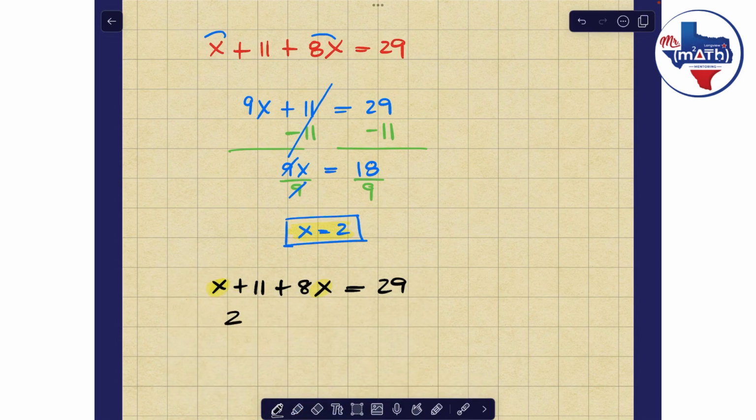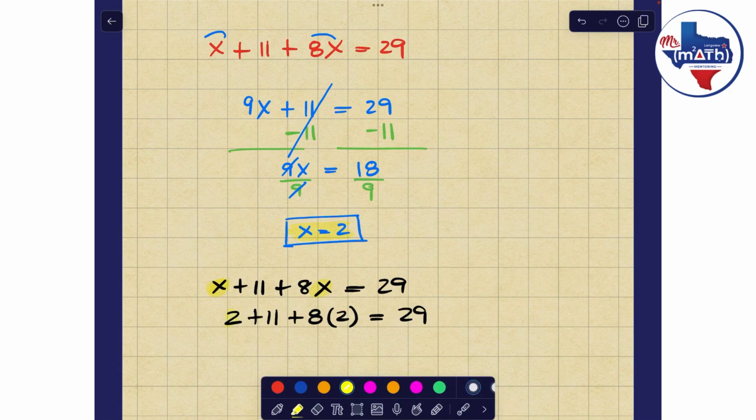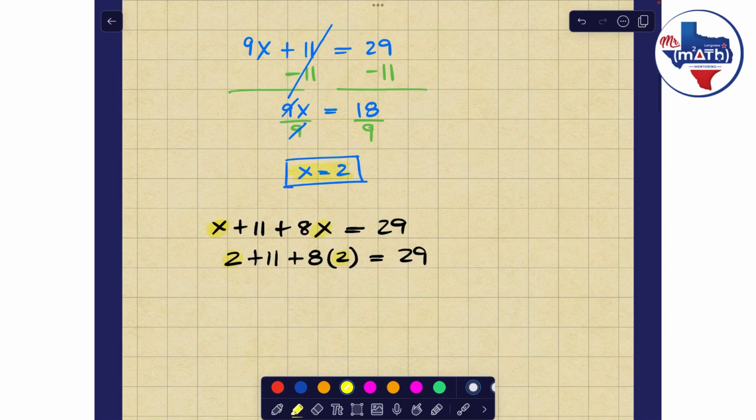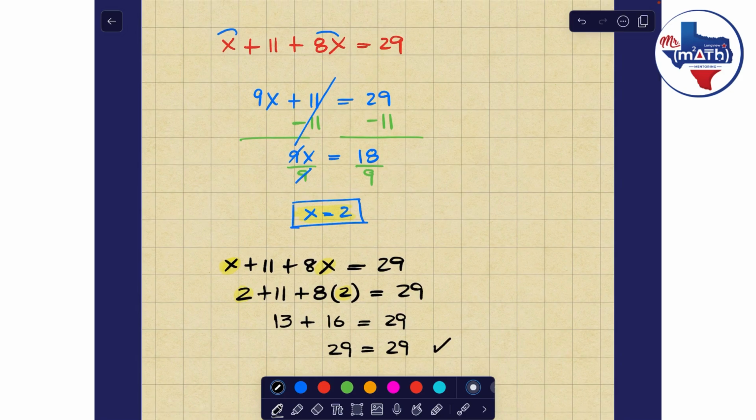We'll have 2 plus 11 plus 8 times 2 equals 29. Notice, and I'm going to use the color again, that we're using the 2 instead of the value of x. Okay, so let's continue. We have 2 plus 11, that should be 13, plus 8 times 2, that should be 16, equals 29. And 13 plus 16 is 29, equals 29, which is true. Therefore, the solution x equals 2 is correct.